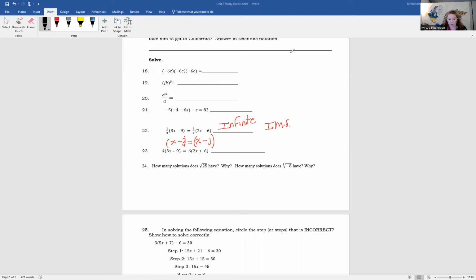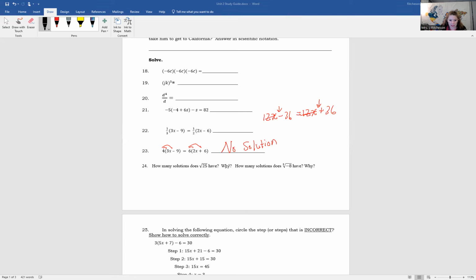All right, look at 23. Let's distribute. We're going to do the same on the other side. So 4 times 3x is 12x. 4 times -9 is -36. And then we have 6 times 2x is 12x plus 6 times 6 is 36. So here, they're almost the same, guys, but one says 12x minus 36 and one says plus. So if we cancel out our 12x's, does negative 36 equal 36? No. No solution. All righty, moving on.